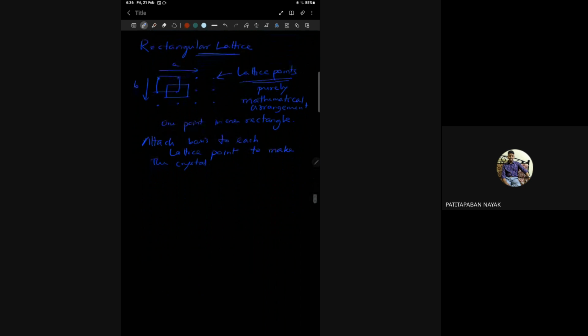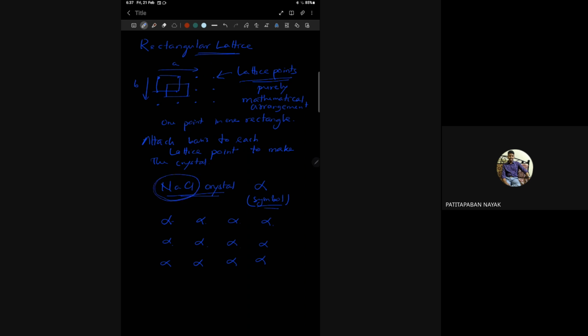Let's say I'm making an NaCl crystal. Let's say my NaCl symbol is alpha. This is purely hypothetical. So I'll write alpha, alpha, alpha, alpha, like this. So this is a crystal now. Initially we talked about points, and now we are attaching to each point the element, or the basis. This NaCl is called the basis. Is it clear?